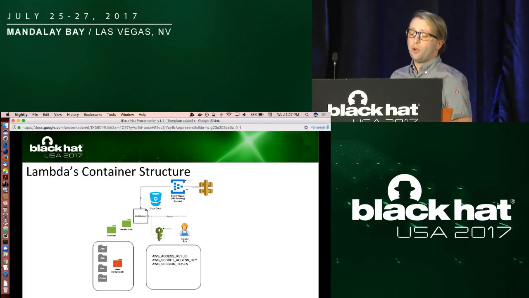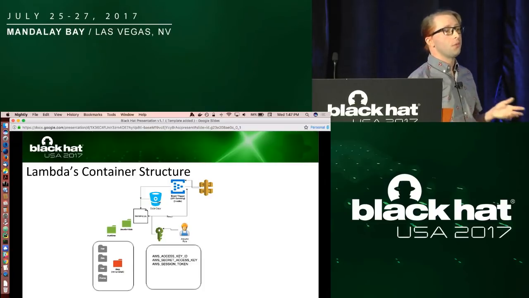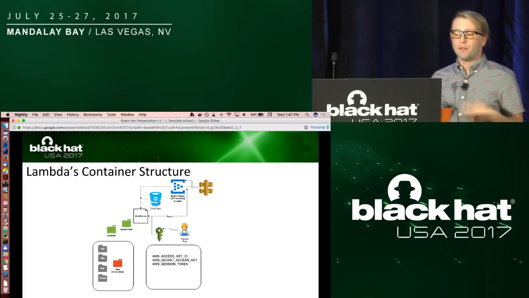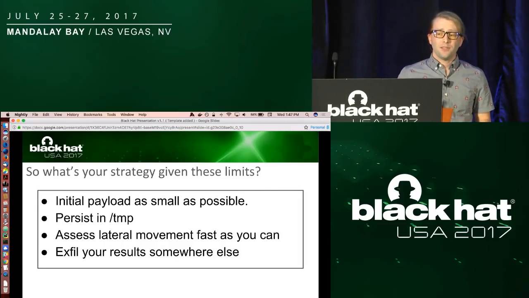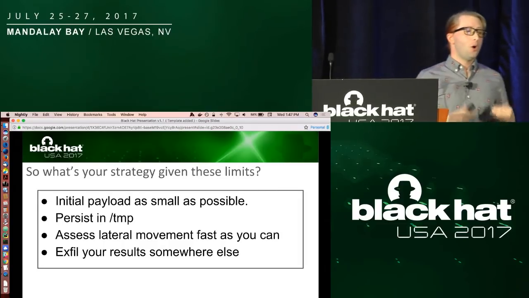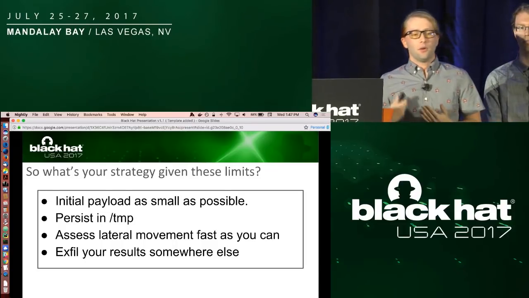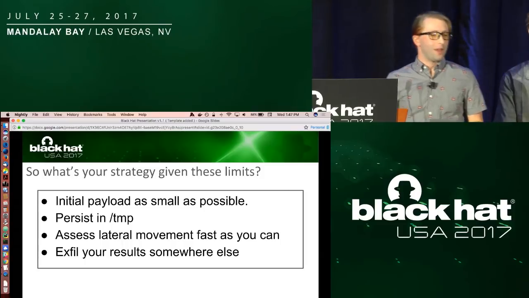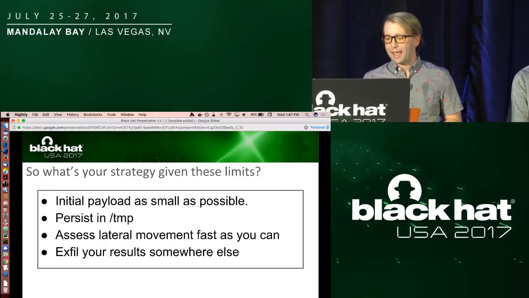In addition to that, you have a few credentials. You have basically session token style credentials for the IAM role. Nothing super groundbreaking there. So what's your strategy given these limits? You have a very, very small attack surface, right? So as a malware author or a pen tester, you can be laser focused on how you're going to attack this environment, because you can really only attack it one way, right?